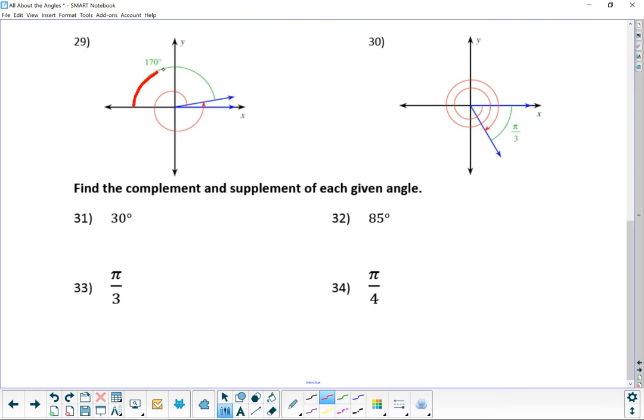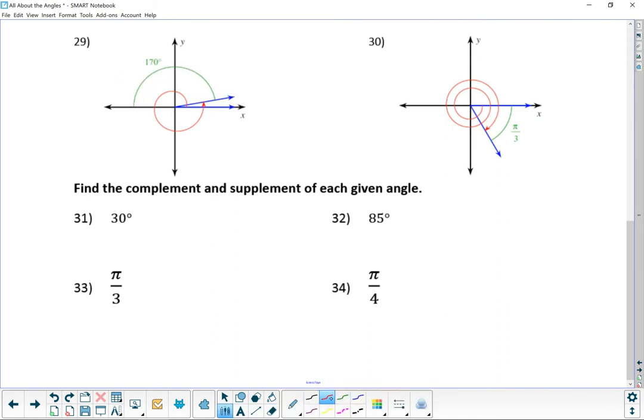So this tells me that this is 170, right? So that means that little piece down here, which I don't know what it is, that's going to be 10 degrees because I know 180 is half of the whole circle. So if I take off a little bit, that's 170. So that means that little piece is 10. Okay.